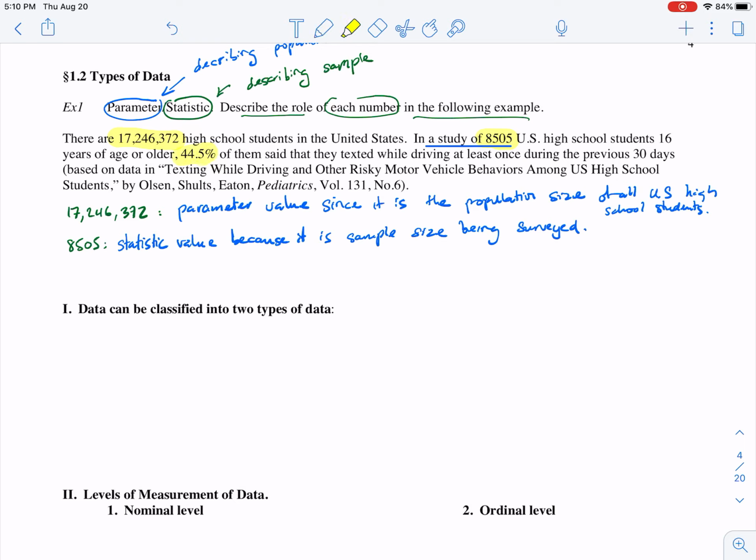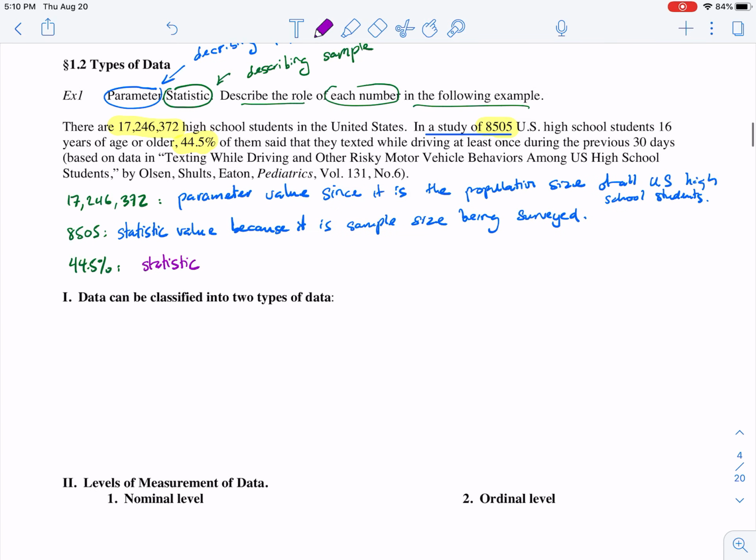Okay, let's see what else we got here. 44.5% of them said that they text while driving. So we can say this number, 44.5%, is also a statistics value because it comes from the number of high school students who were surveyed. It is another statistic because it is based on the sample. So therefore that number is a statistic.